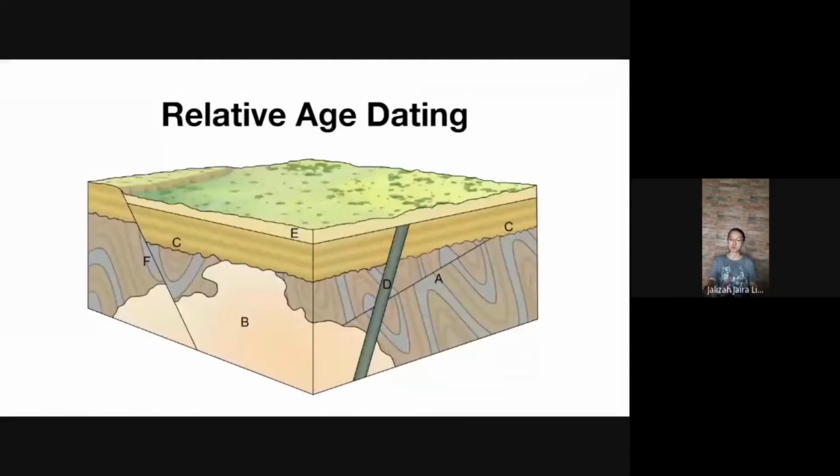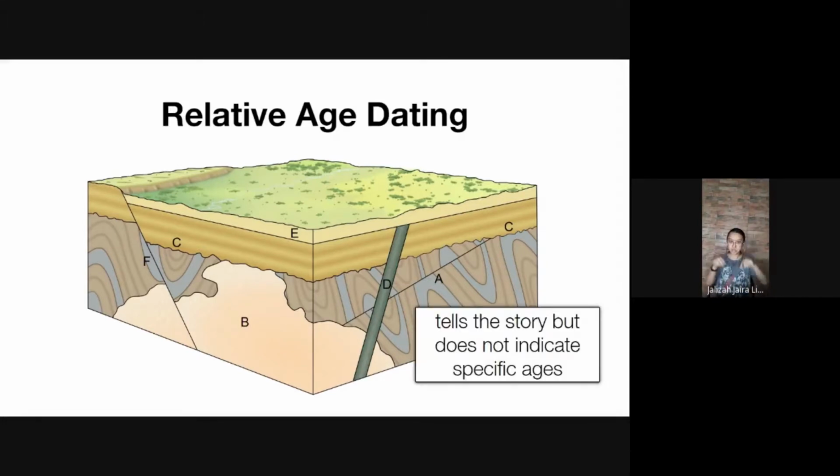But first, let's recall a little bit of principles about your relative age dating, which was covered in the previous video. Now, when it comes to relative age dating, we try to use the principles of stratigraphy, wherein we try to relate the different layers to each other, and then eventually determine which is older or younger relative to each layer. So again, this particular method tells the story of which came first, but not exactly the specific ages. So we don't really get numbers from any of this when we use relative age dating.